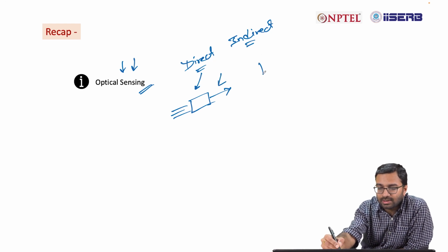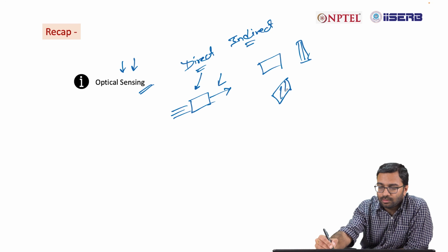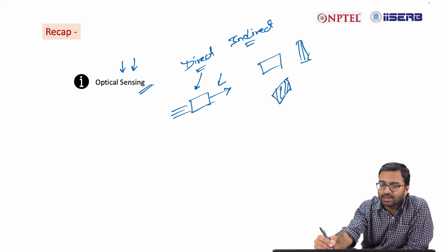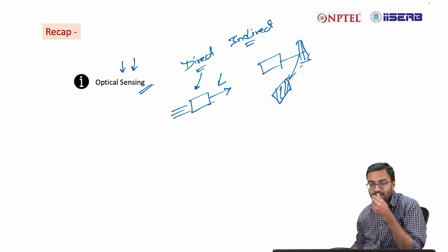and then we will get a detected output. But in case of indirect sensing, there will be an extra component, which is also an optical sensor, which will be detecting something else based on the optical signal that we have briefly discussed.